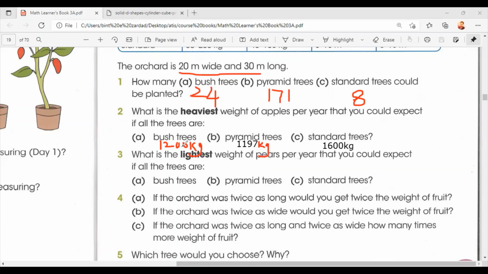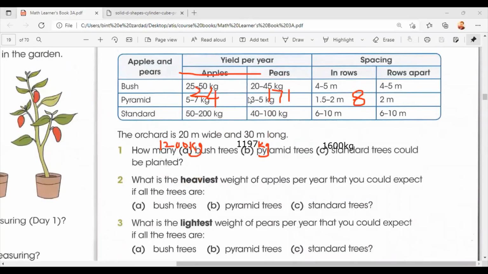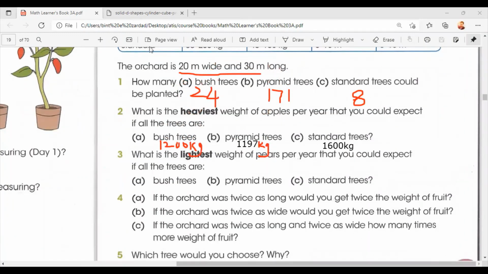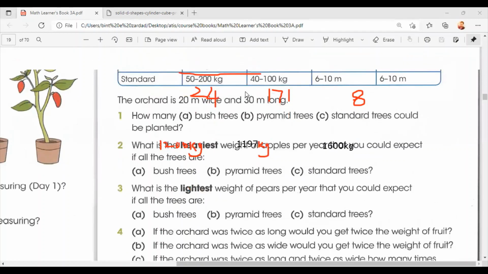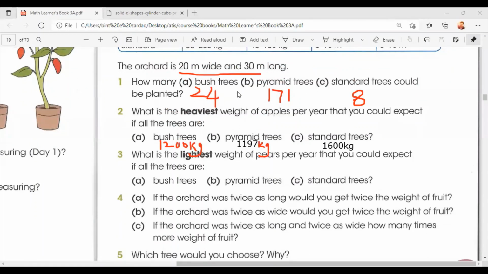So for bush tree we got 1200, pyramid 1197, and standard tree 1600 kg. What is the lightest weight? The same method, multiplying with the lightest weight of the pear tree. Where is the pear tree? This one, and the lightweight is this one. So we need to multiply with these. So for bush tree we need to multiply 24 by 20. So it's coming 24 multiplied by 20.